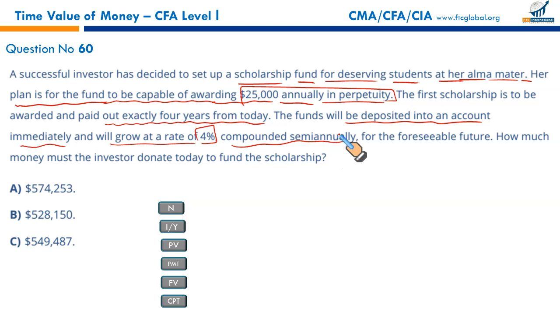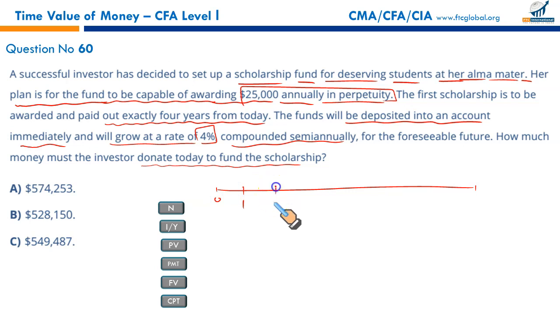Since the withdrawals will be made on a yearly basis, we have to convert this into an effective annual rate for the foreseeable future. How much money must the investor donate today in order to fund the scholarship of $25,000 per year from the end of the 4th year? So if you draw the timeline, now you're at 0, then 1, 2, 3, 4, 5, and so on till infinity.